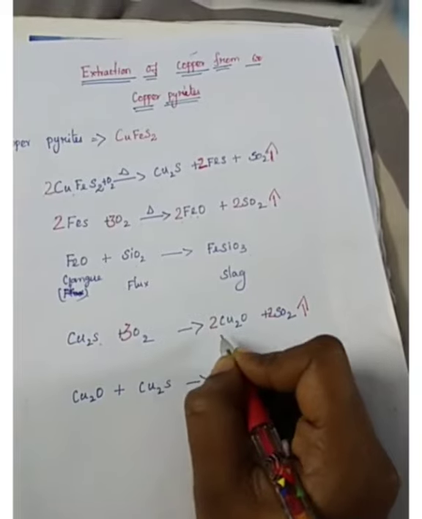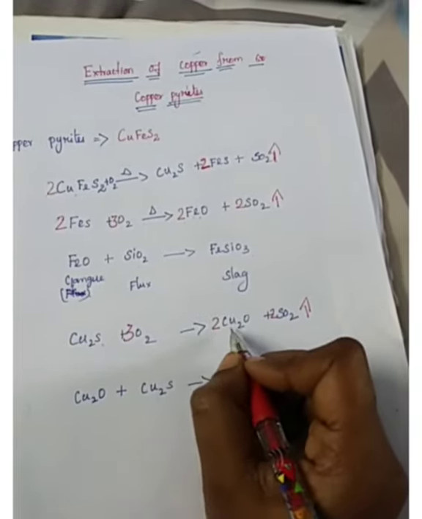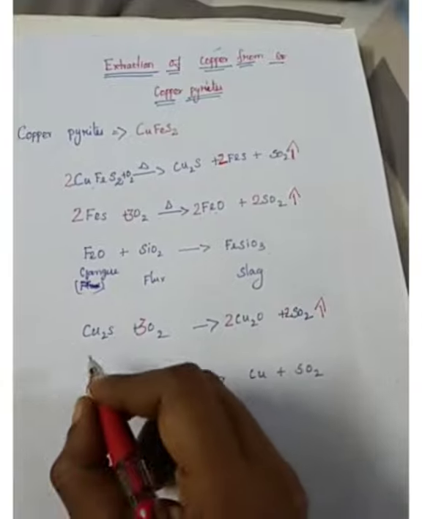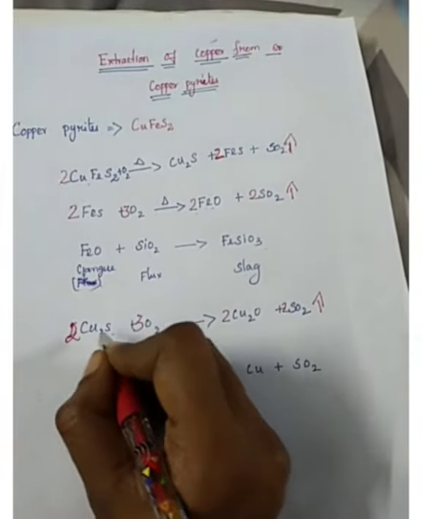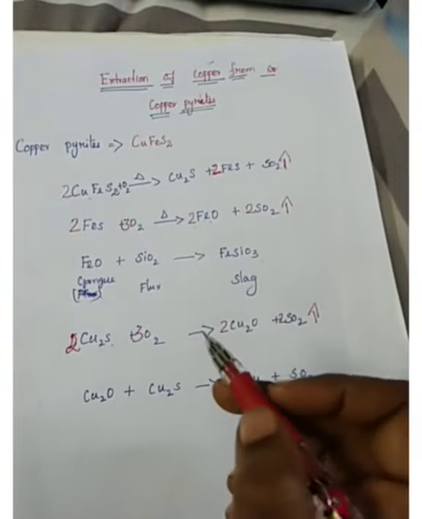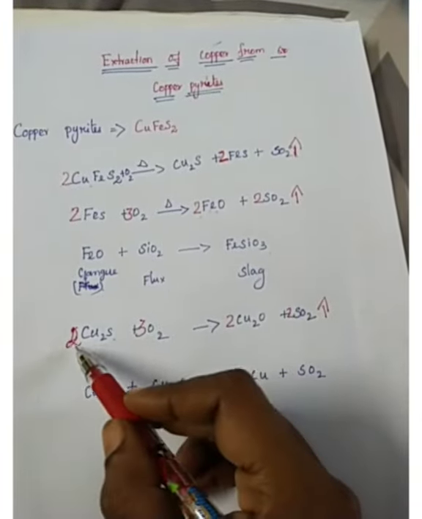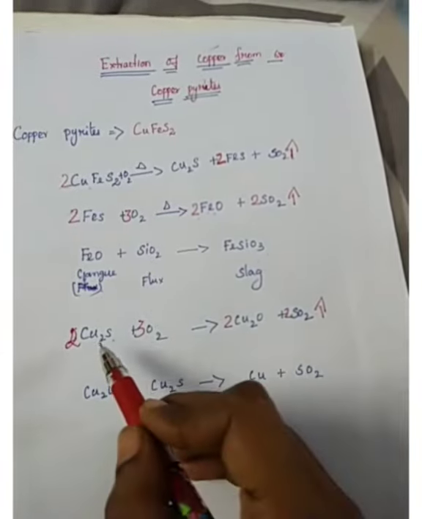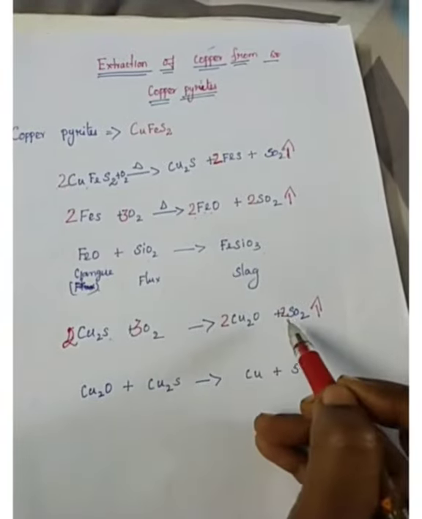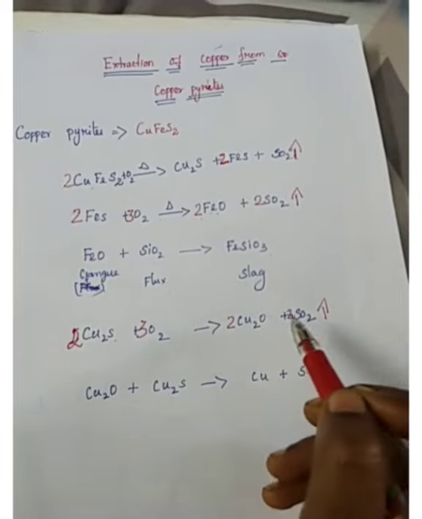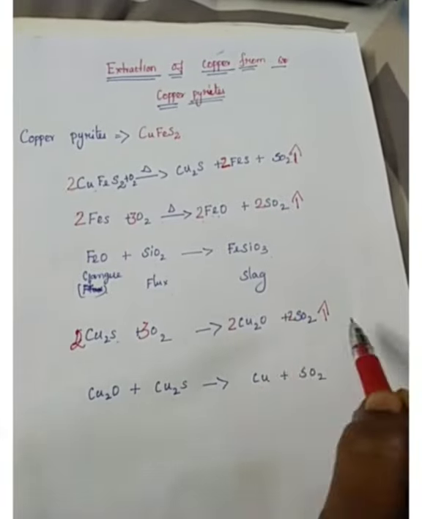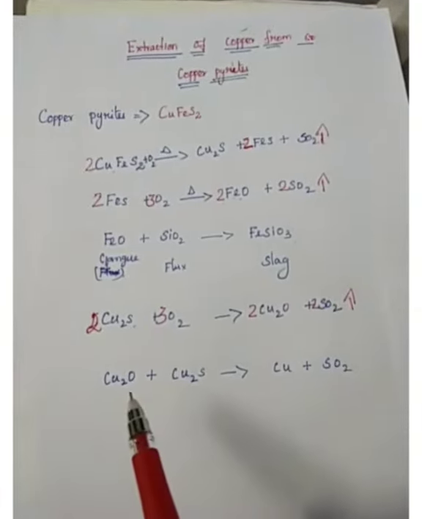Here also 2. What will happen? Now copper is turned to 4. So here 4. Sorry, 2. Already 2 is there. So 2. Now copper is 4, here also 4. Sulfur here 2, here also 2. Oxygen here 6, here 2 plus 4 is 6. So now this equation is balanced.